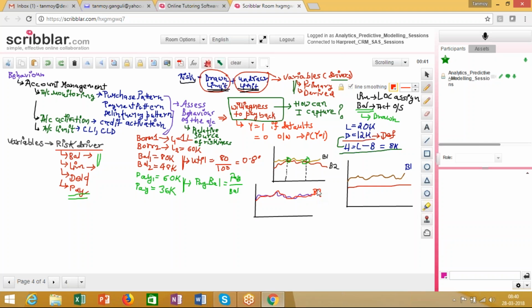So this is what the basic idea is. When I compare both the usage and the payment patterns together, what I get to see is that this borrower has used his products more diligently than others. Clear?